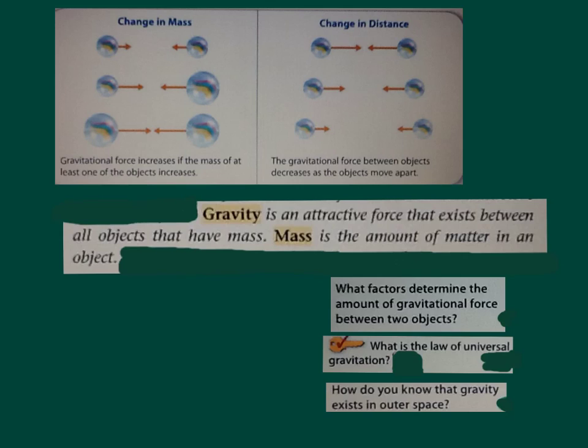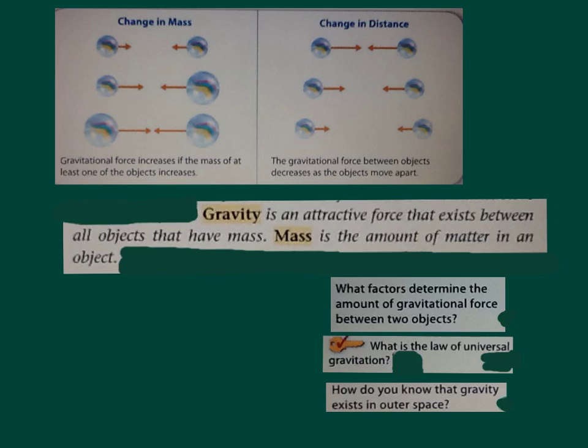Now I want to talk a little bit about the law of universal gravitation. In the late 1600s, an English scientist and mathematician, Sir Isaac Newton, developed the law of universal gravitation. This law states that all objects are attracted to each other by a gravitational force. The strength of the force depends on the mass of each object and the distance between them.